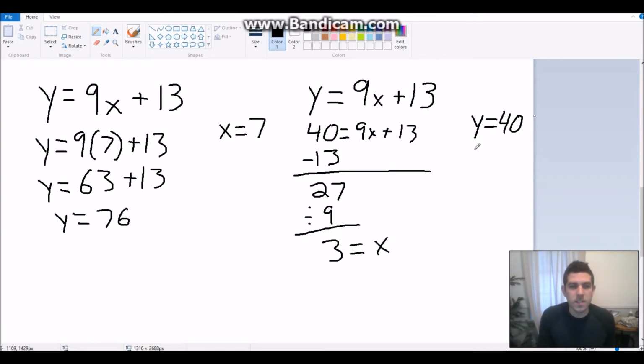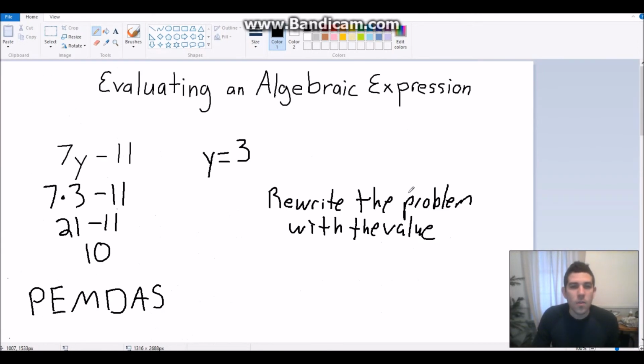So the tricky thing there is that if they give us x, we can just do the math like normal. But if they gave us y here, we had to use inverse operation. So we have a little bit of thinking there of what we have to do to get the final answer. Either way, evaluating just means substituting the variable for its value and then finding the answer. Well, that's it. Evaluating an algebraic expression. I'll see you in class.